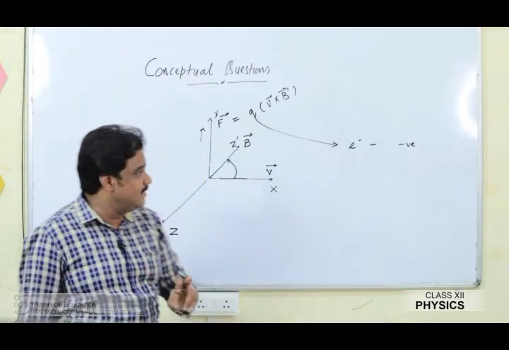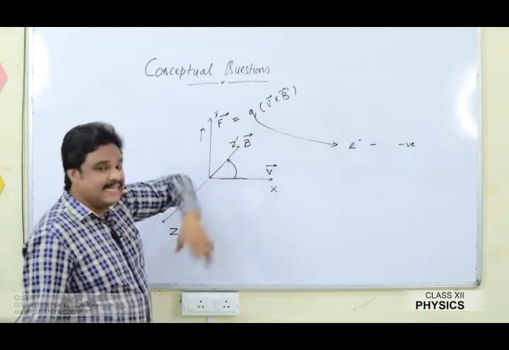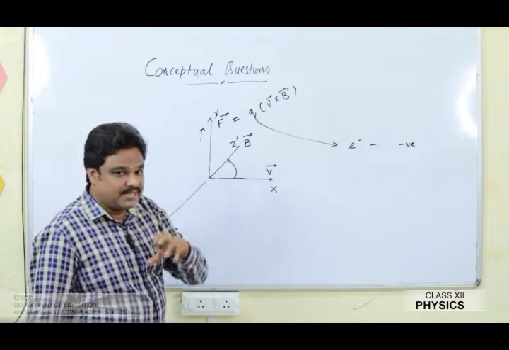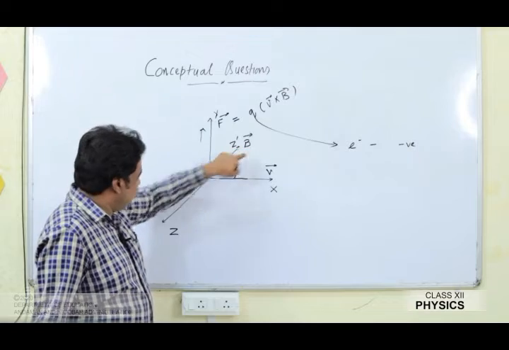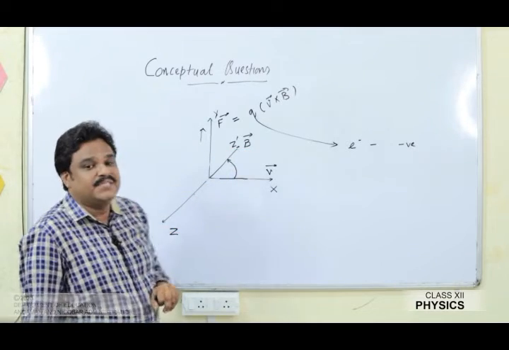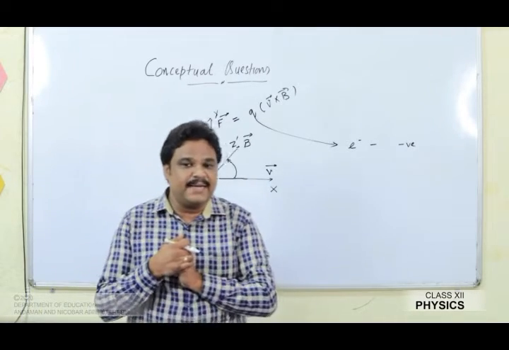But since they are asking for an electron, which has a negative nature, the direction will be opposite to that of this case. So I am going to get the direction along positive Z axis. So once again I am going to get back into the question.